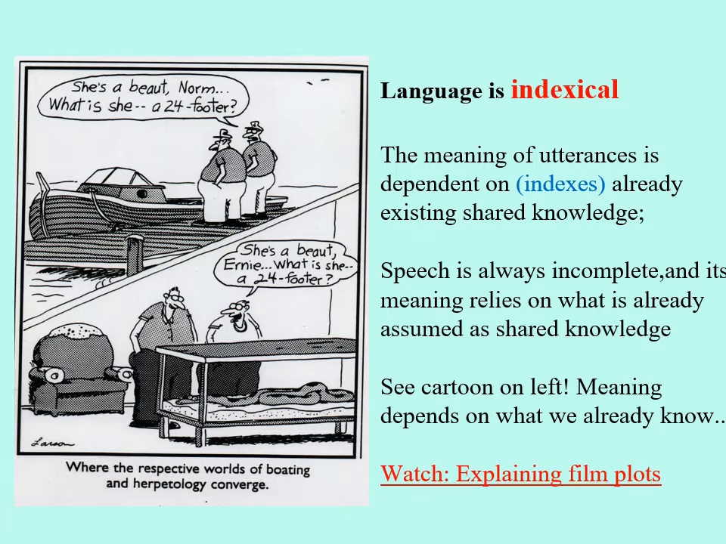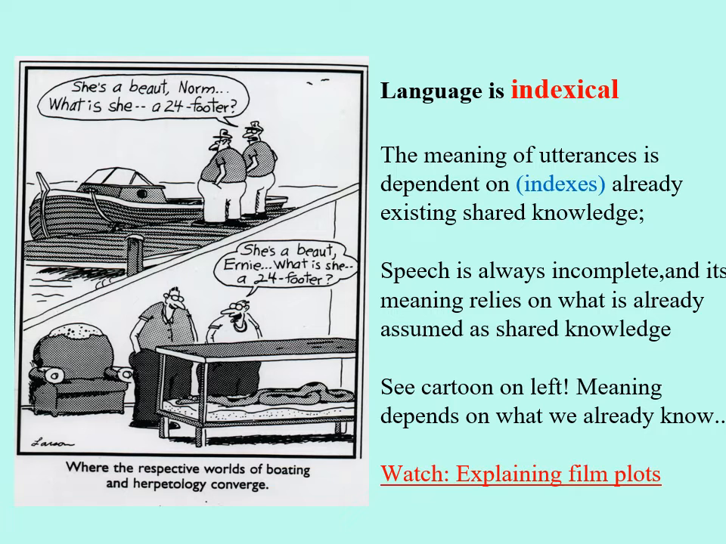That means that speech is always incomplete and its meaning partly relies on what is already assumed as shared knowledge. If you look at the cartoon on the left, take a sentence like, "She's a butte gnome. What is she? A 24-footer?" Now, what does this sentence mean? It could mean a lot of things.